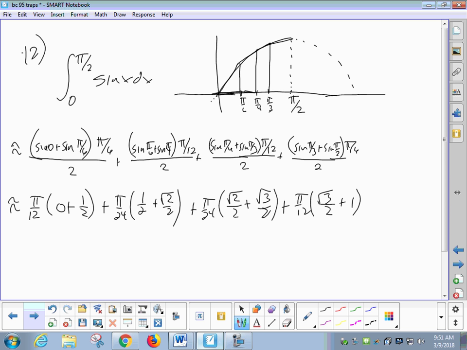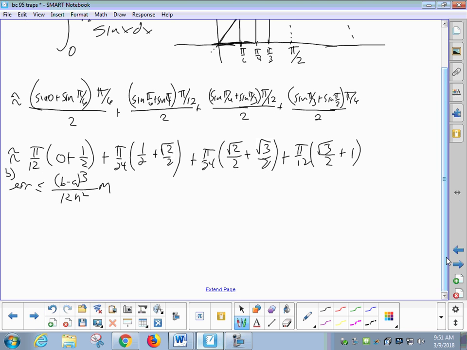Okay, now let's talk how much error. It doesn't look by my picture there's a ton of error, but let's see. The error is less than or equal to b minus a cubed over 12n squared times m. Now m you're going to want to pay attention to, okay? Save you some time here. You know the other stuff is pretty clear. Pi over 2 minus 0 cubed over 12 times. We used 1, 2, 3, 4 trapezoids there, I believe.